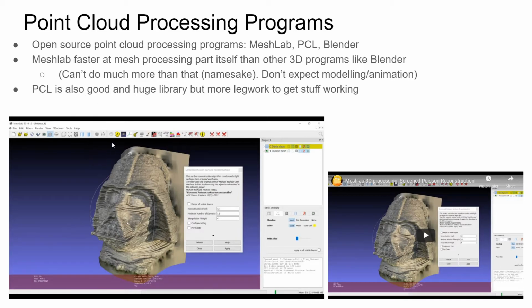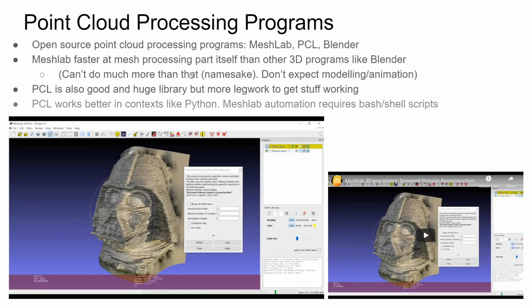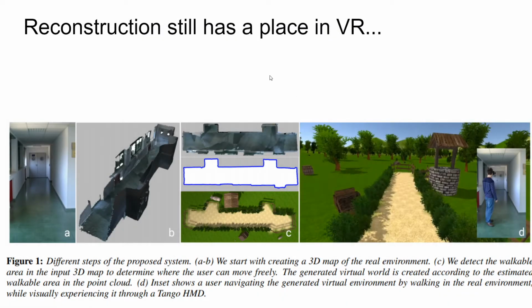PCL doesn't have an interface as far as I know. It's used as a programming tool, a library that you can import to Python. It's huge, it has plenty of good resources, and it's easy to find example code, but there's a little bit more legwork to get things actually working correctly. So in a context like if you're trying to do mesh processing with Python, PCL is better. If you want to do automation, for example, if you want to process hundreds of point clouds the same way, you would need a bash script to do this in MeshLab. So this is a quick comparison of these programs that are meant to handle this.